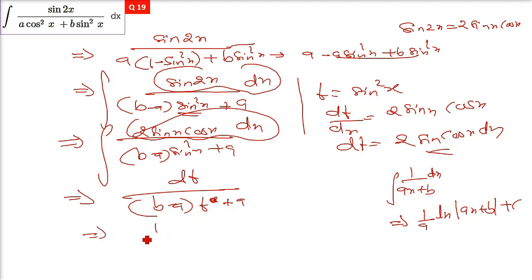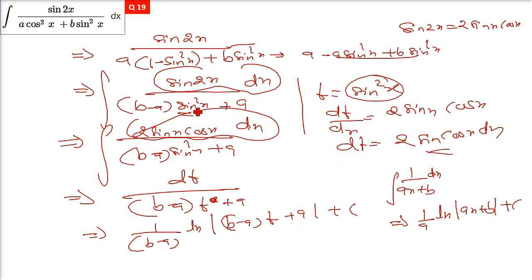So this 1 by a, what is a here? b minus a. Just follow this one, okay? That was the formula, but we have to follow this. ln b minus a into t plus a, plus constant of integration. Now just one thing you have to do. t was sin square x, just replace t by sin square x, and that will formulate your final result.